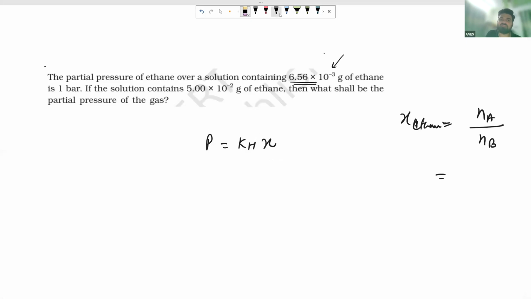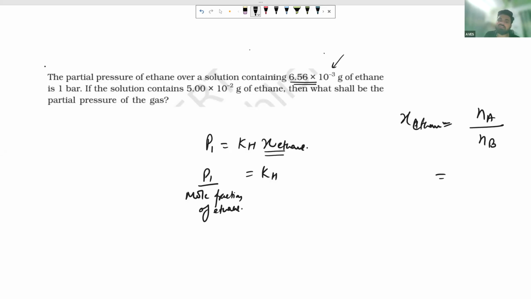mole fraction of ethane for the first case. Now this is P, 1 bar. It is given to you. Now KH is constant. So you can write that KH for the first case will be equal to pressure first, P1 upon mole fraction of ethane. In the first case, this will come down. This is a very easy question. Mole fraction of ethane. Okay, you got this?